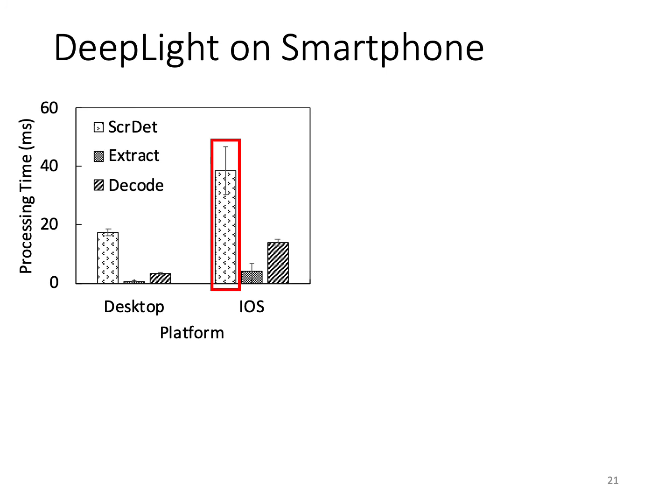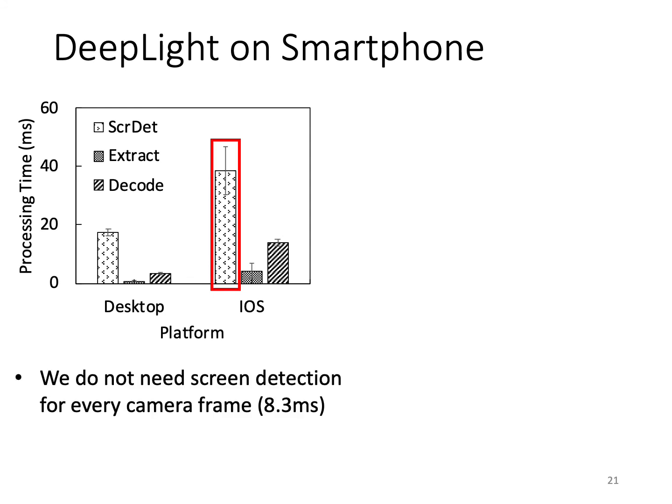Next, we evaluate DeepLight on a smartphone. First, we examine the processing time of each component. Clearly, the screen detection is a bottleneck. However, we don't need to run the screen detection for every frame because the screen won't change its position in the camera frame significantly in a short period of time.